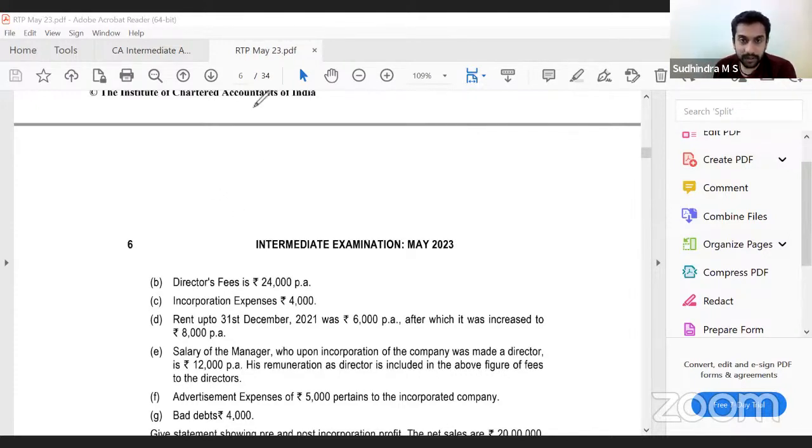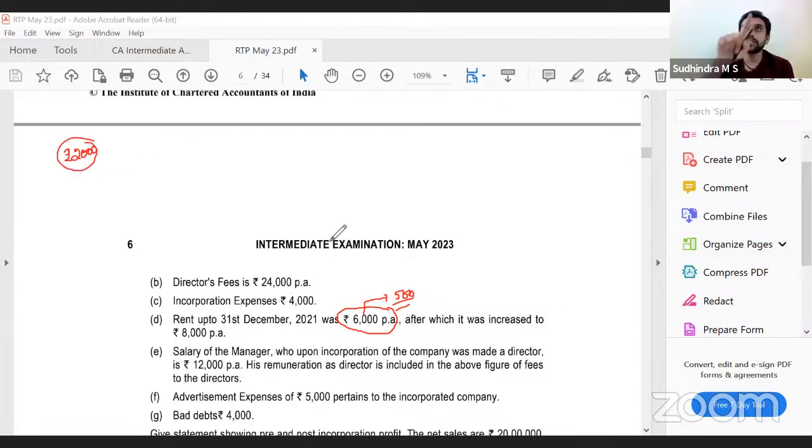Okay, fine. What are the answers that we are getting? Pre-incorporation, are we getting 2,000? Yes, sir. So 6,000 per annum means what is per month? 500 per month. So June, July, August, September, 4 months, 500. That means 2,000 rupees. Correct.